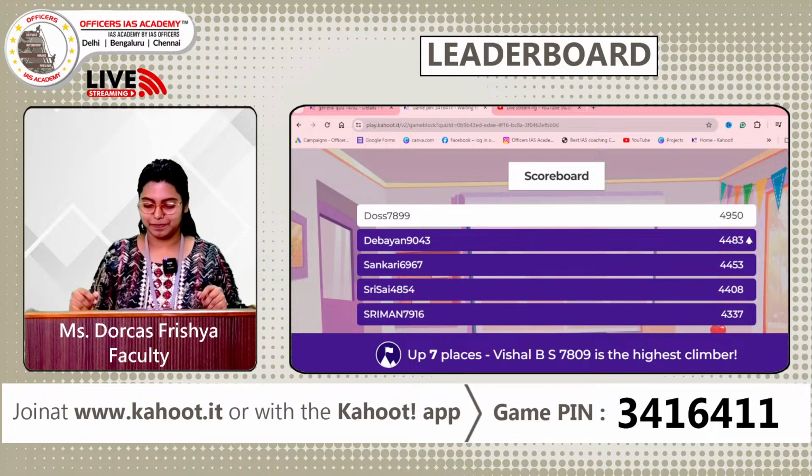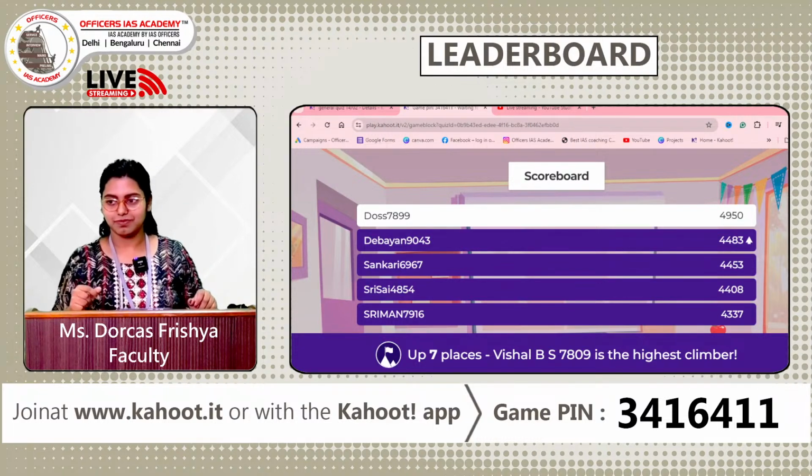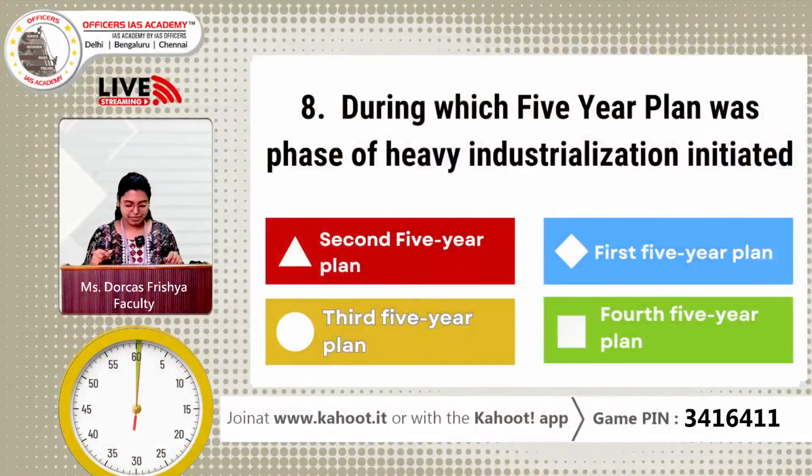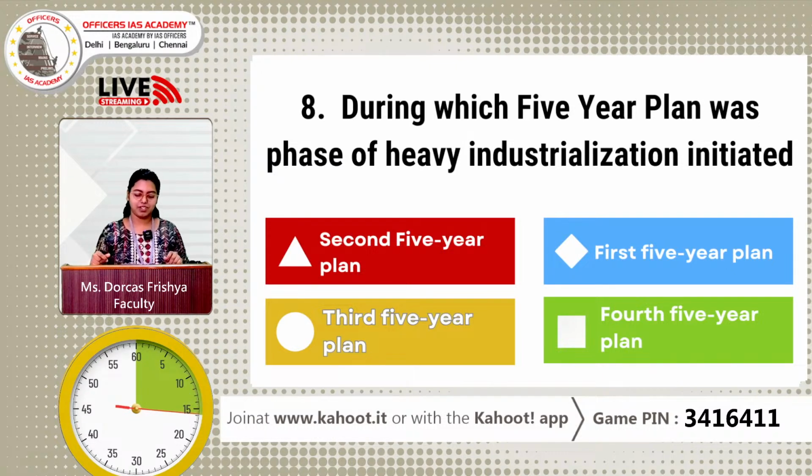Question number 6 for the day. Sorry, question number 8, I'm so sorry. Question number 8. During which 5-year plan was the phase of heavy industrialization initiated? A. Second 5-year plan. B. First 5-year plan. C. Third 5-year plan. And option D. Fourth 5-year plan. Industrialization initiated. Economics-based question. Topic would be planning. Also an important part of the UPSC syllabus.